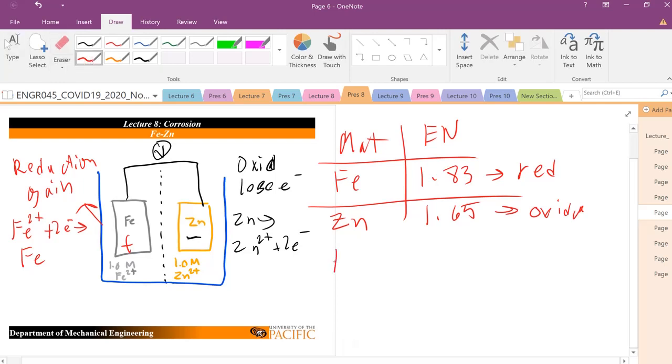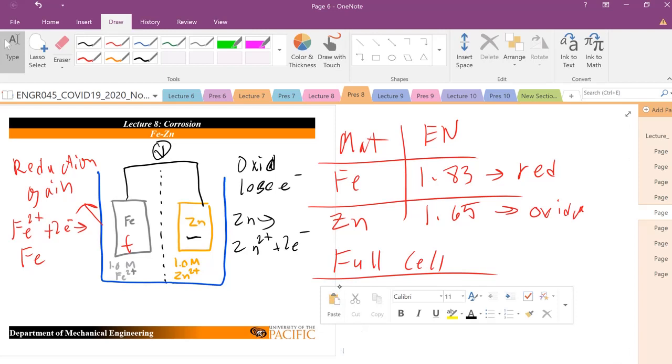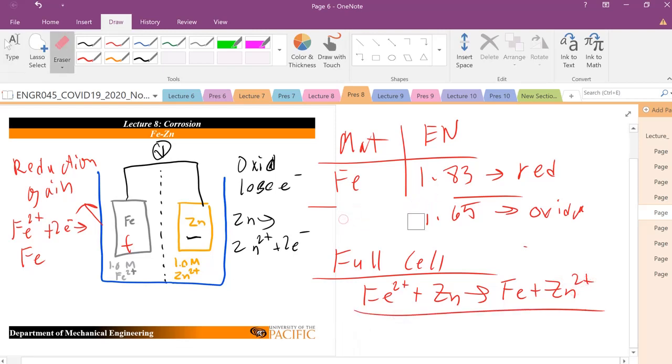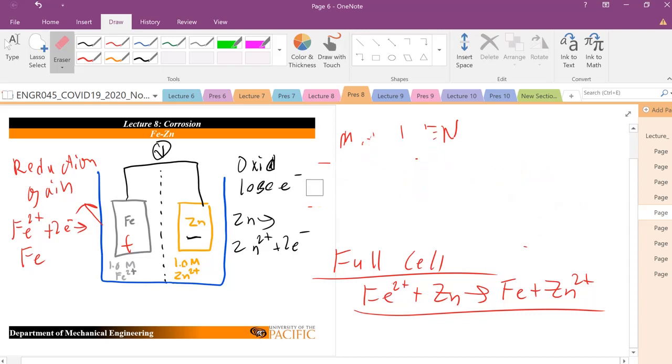My full cell reaction is just going to be adding those two together. So it's going to be Fe2+ plus 2e-, the 2e- are going to cancel, plus zinc goes to Fe plus Zn2+. That's it. So what about the E naught of my full cell? In this instance, we are at standard temperature and pressure.